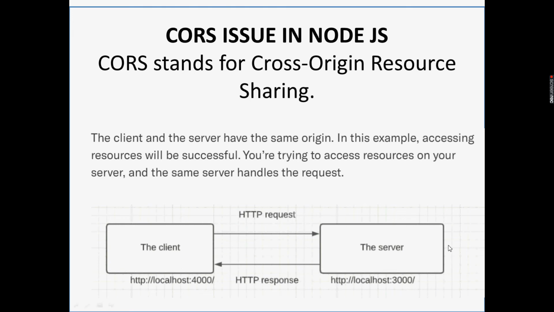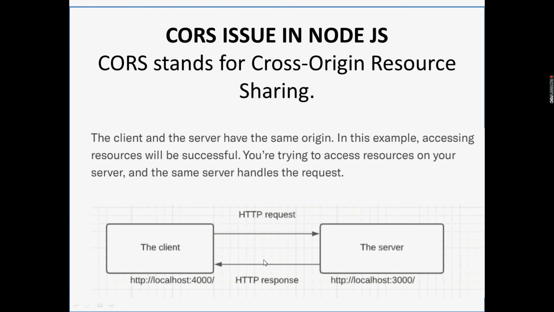Now you can see in this example, both client and server, they are both on same origin. So both are on localhost. The ports are different, but still the origin is same. So this particular example doesn't come under cross origin resource sharing. Once both the client and server are on the same origin or same laptop, it works fine. But the problem comes once we deploy it on the server.